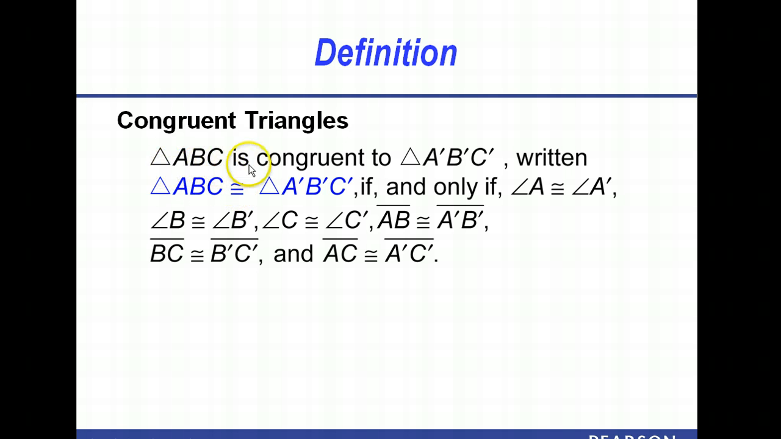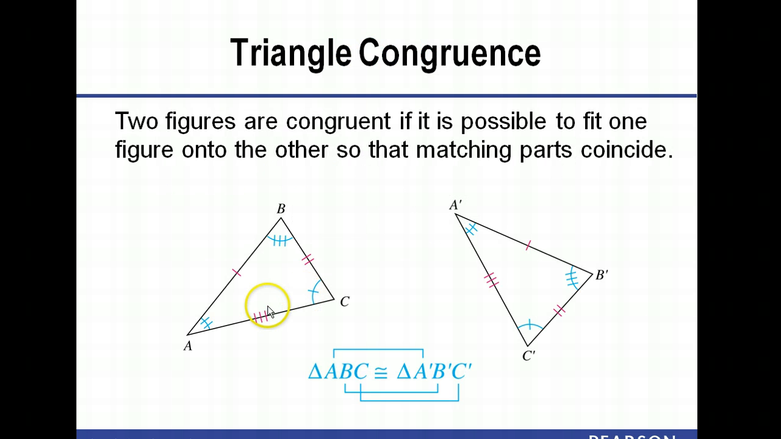So how do we talk about two triangles being congruent? We say that triangle ABC is congruent to triangle A prime B prime C prime, written as we just saw in the previous slide, if and only if we have the following. Angle A has to be congruent to angle A prime, angle B to B prime, angle C to C prime, AB segment congruent to A prime B prime, BC congruent to B prime C prime, and AC congruent to A prime C prime, right? So this just means the angles at C and C prime are the same, A and A prime are the same, B and B prime are the same, side AB and A prime B prime are the same.